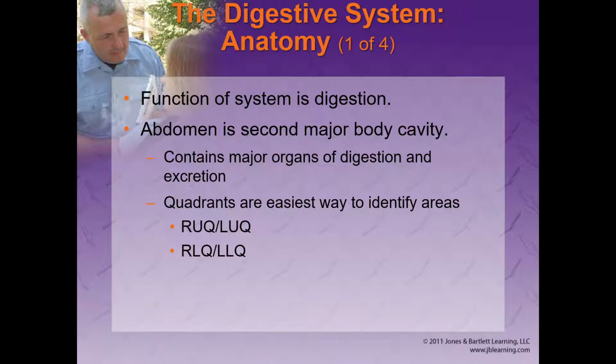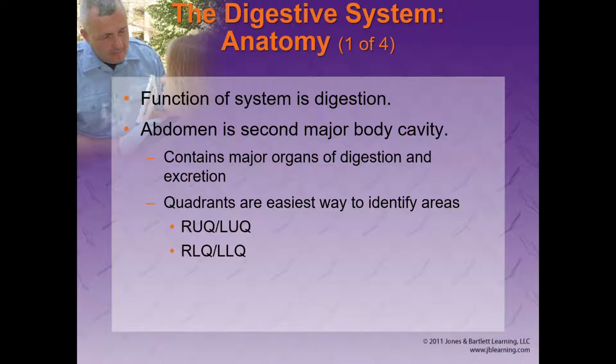Your abdomen itself is the second major body cavity. This contains all of your major organs for digestion and excretion. Excretion is how you get waste out of your body. We've already talked about the quadrants. Definitely need to know what those are and what is contained in them, at least for the most part.